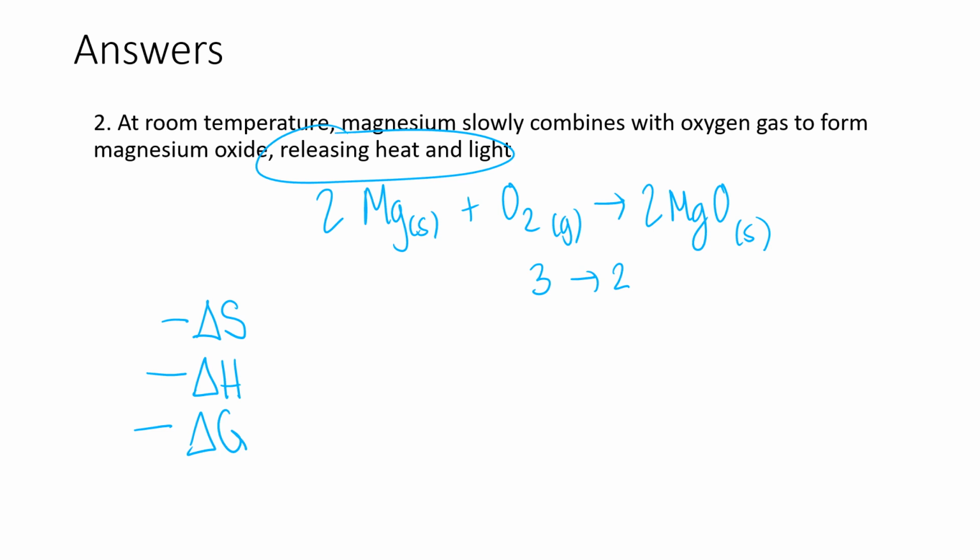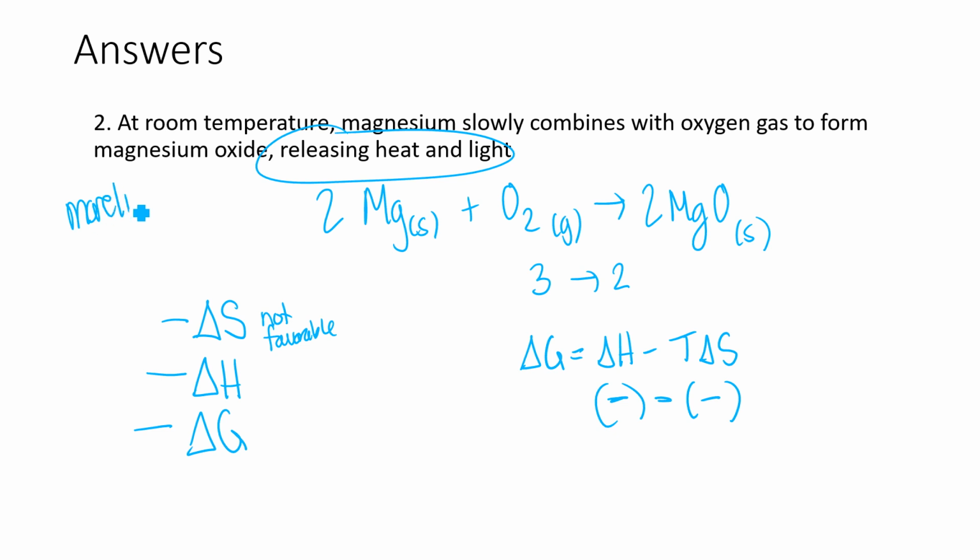And then we want to think about, is this going to be more favorable at high temperatures or low temperatures? Again, let's look at our scenario. Delta G is delta H minus T delta S. And in this case, these are both negative numbers. When the change in entropy is not favorable, then the reaction is more likely at low temps.